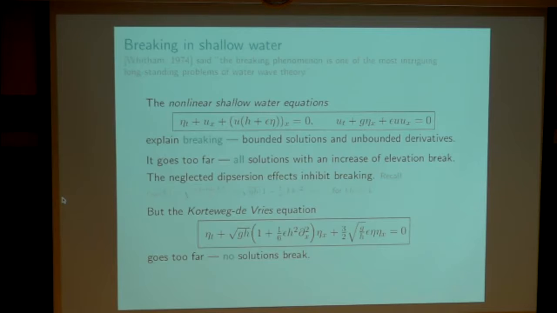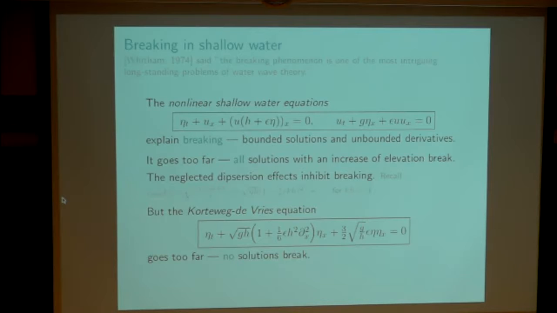That means a solution remains bounded, but its slope becomes unbounded. This is not a hard fact to see, because if you rewrite the system in the characteristic variables, then you end up with two Burgers equations, and it's a well-known fact that the Burgers equation develops a shock in finite time. In fact, here, wave breaking is simply a fancy word for shock. But the shallow water theory goes too far. It predicts that all non-trivial solutions break, but some water waves do not break.